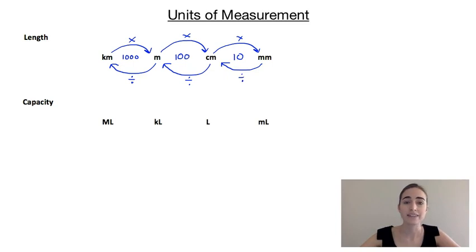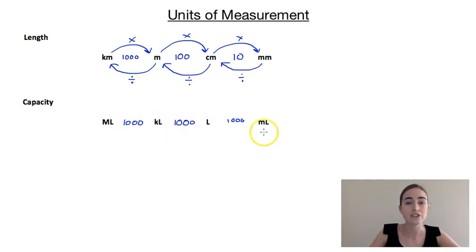Our next one is capacity. So in capacity, we've got megaliters, kiloliters, liters, and milliliters as our most common. And for each of those, there are 1,000 milliliters in a liter. There are 1,000 liters in a kiloliter, and there are 1,000 kiloliters in a megaliter.